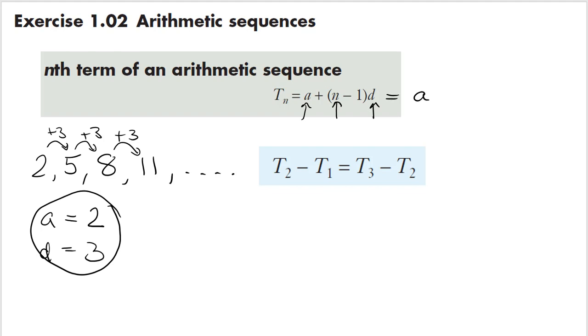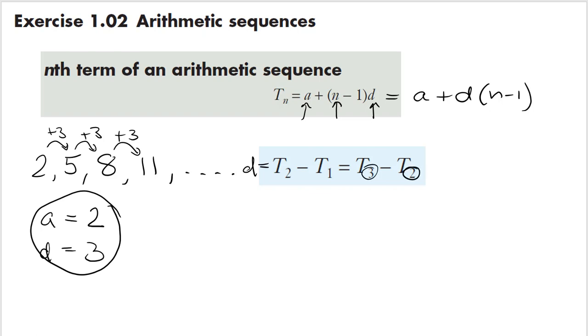You can also rearrange this formula, putting the d in front of the brackets. That can be quite useful. To work out the common difference, it's just the difference between consecutive terms. So here we've got term 2 minus term 1, and that expression would give us d. Also, we could do term 3 minus term 2, or similarly any pair of consecutive terms.